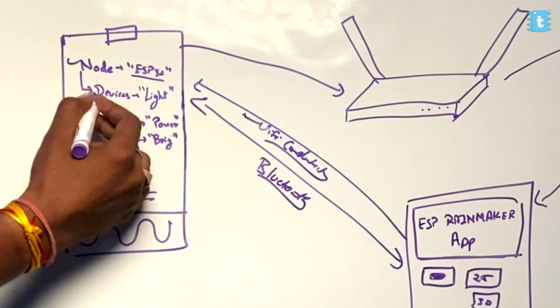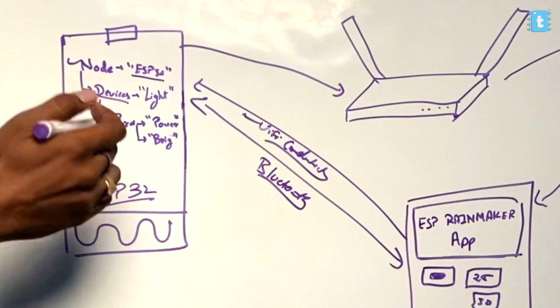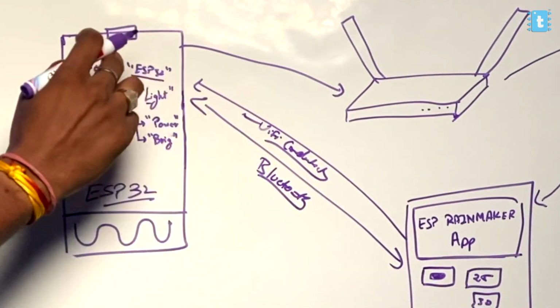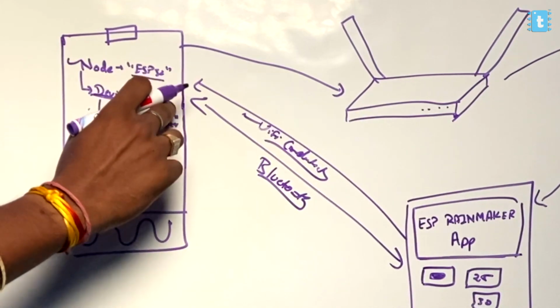Inside the node we have devices. Devices can be a light. We can attach a light to the ESP32 board, we can attach a sensor to the ESP32 board, we can attach a motor to the ESP32 board. All these three are considered under the devices section. For example, I have written light. So I have a node ESP32 which has a device called light.